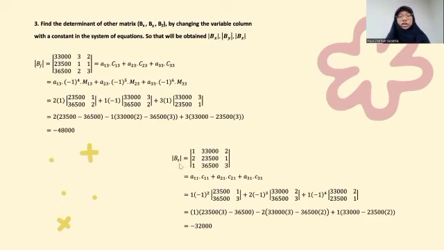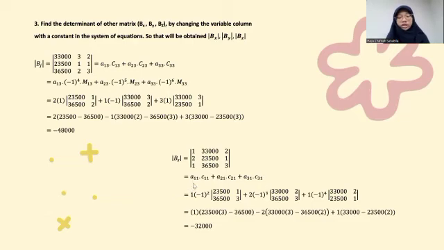And for PS, because the second variable that we have is S for the salad fruit, PS is the same as PJ, but we change the second column with the prices. If for PJ we change the first column, for PS we change the second column.